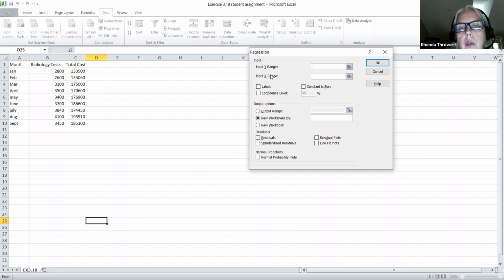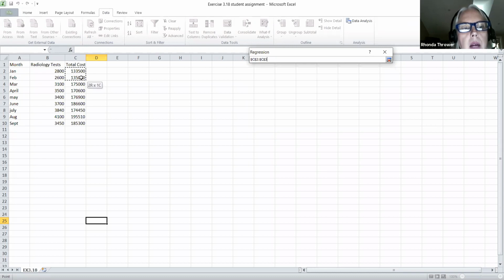So for input of the Y Range here, I'm going to click on my cost in January, click and hold, and drag it down to September. And you can see in the regression line here, it's got cell addresses C2 through C10.